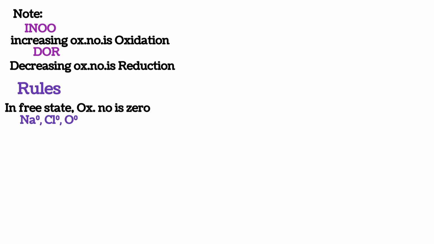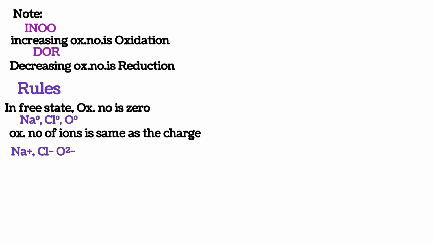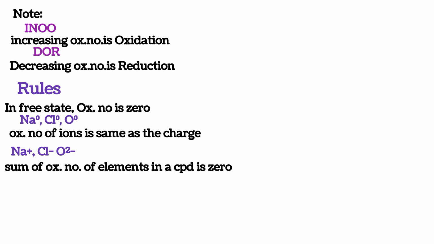Now, elements in their free state have an oxidation number of 0, such as sodium and chlorine in their free state. The oxidation number of ions is the same as the charge of the ion. So Na+ has an oxidation state of +1, Cl- has an oxidation number of -1, and O2- has an oxidation state of -2. The sum of the oxidation numbers of elements in a compound is 0.